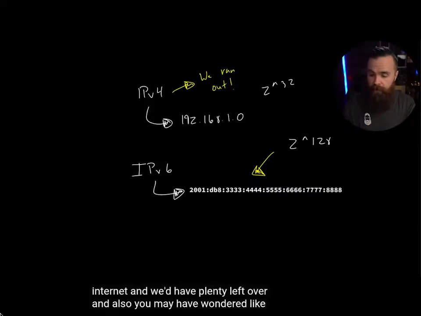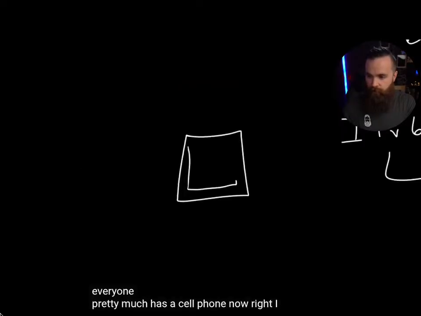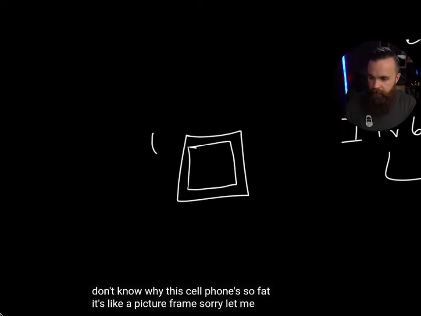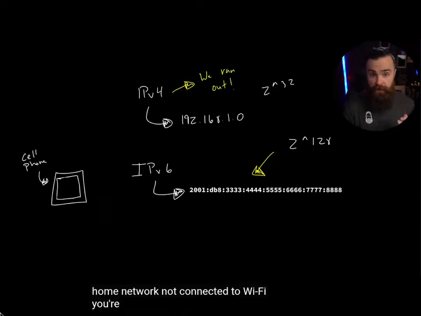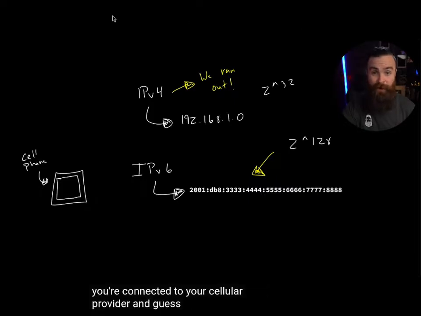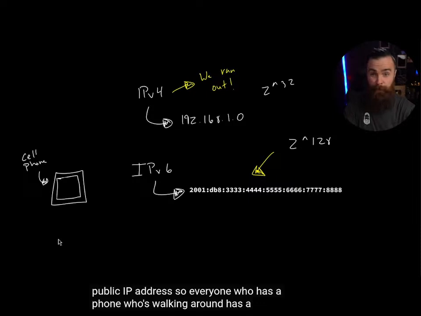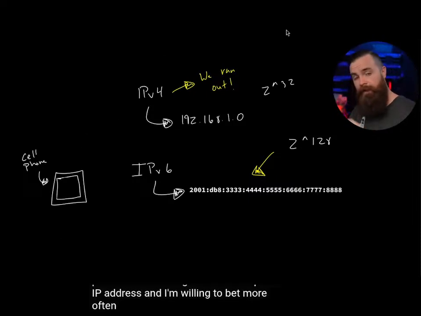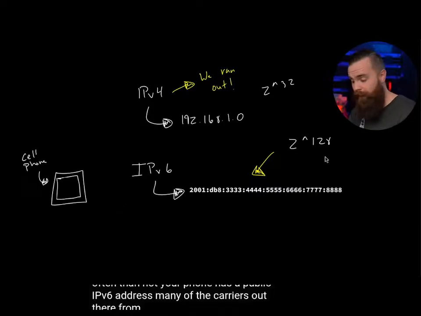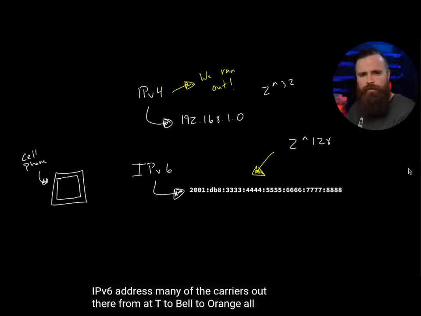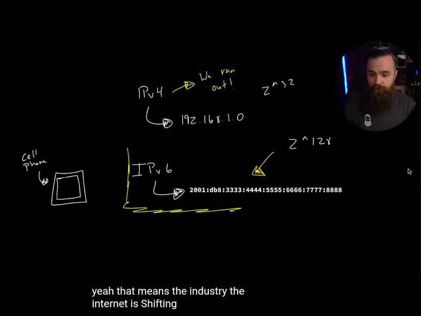And also you may have wondered, like, hey, what about my cell phone? Because everyone pretty much has a cell phone now, right? I don't know why this cell phone's so fat, it's like a picture frame, sorry. Let me label it. So you have a cell phone, and when you're walking around, not at your home network, not connected to Wi-Fi, you're connected to your cellular provider. And guess what? Your phone has a public IP address. So everyone who has a phone who's walking around has a public IP address. And I'm willing to bet, more often than not, your phone has a public IPv6 address. Many of the carriers out there, from AT&T to Bell to Orange, all of them out there, they're using IPv6. And yeah, that means the industry, the internet, is shifting over to IPv6.